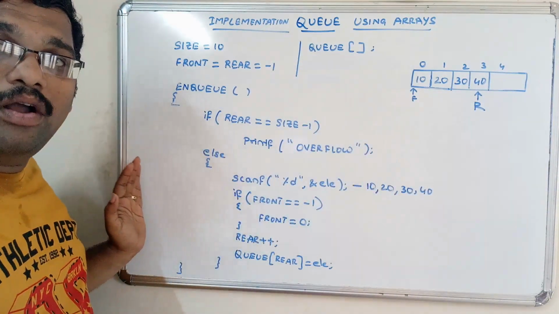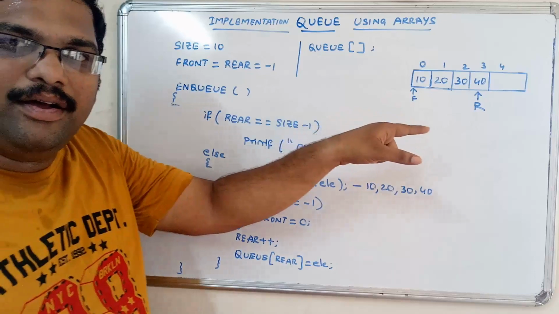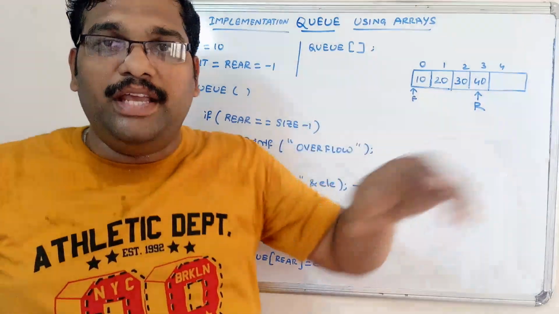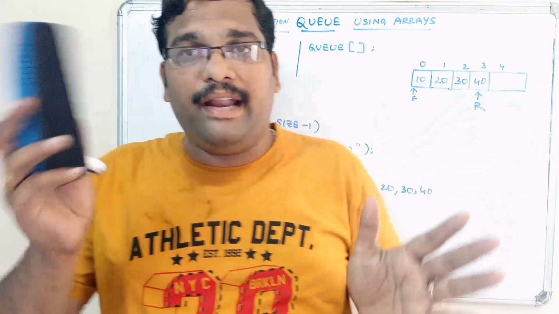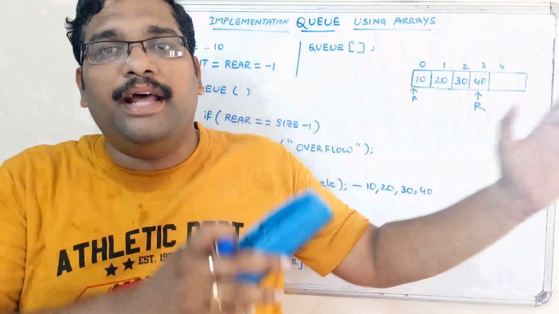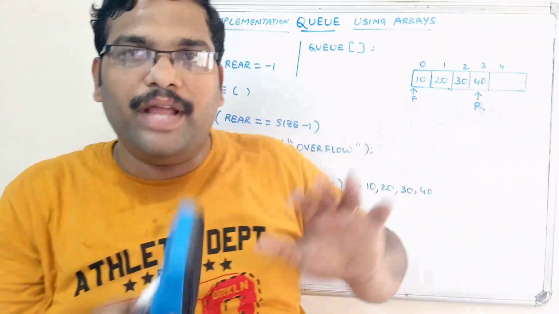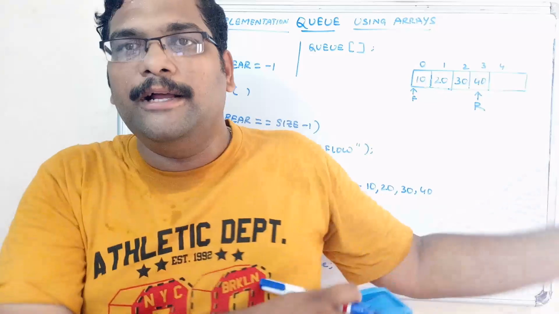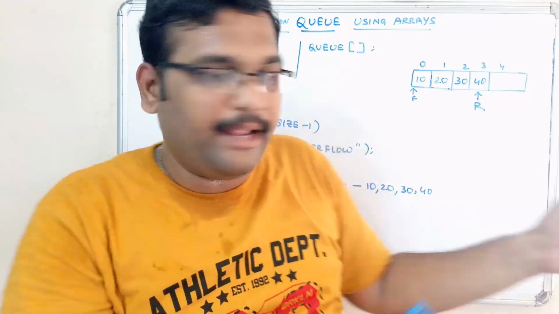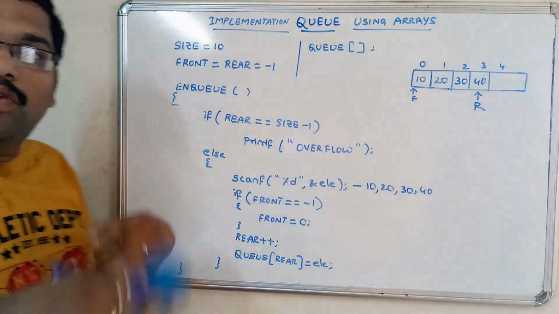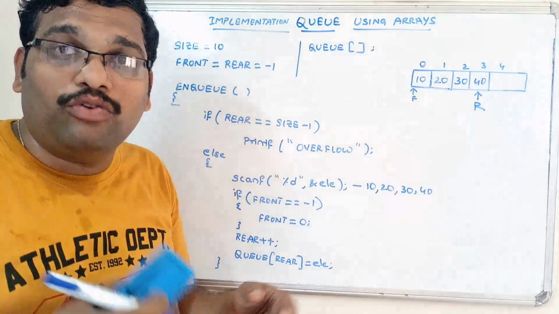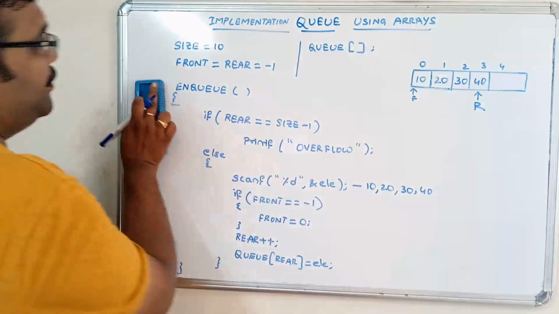So insertion is always done at the rear end. Okay, that we should remember. So here there will be two positions, front and rear, and all the insertions will be done at the rear end. So first we have to update the rear and we need to insert the element into the rear. Now let us move on with DEQUEUE operation, that is how to delete an element from the queue.